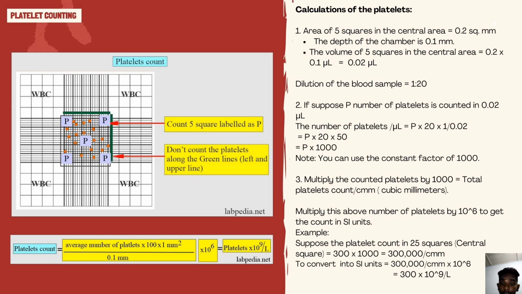So, the whole formula for platelet counting can be summarized as: the average number of platelets that we counted, multiplied by 100 and along with 1 mm square, divided by the depth factor, which is 0.1 mm, and then multiplied by 10 to the power of 6, which equals the total platelet count in 10 to the power of 9 per liter in our blood.